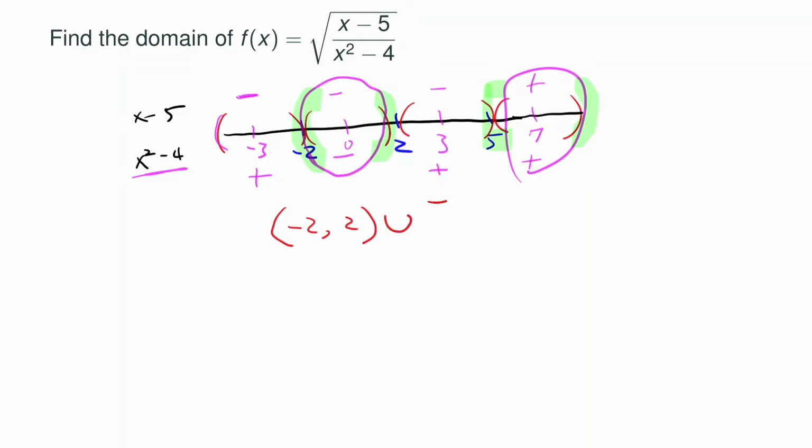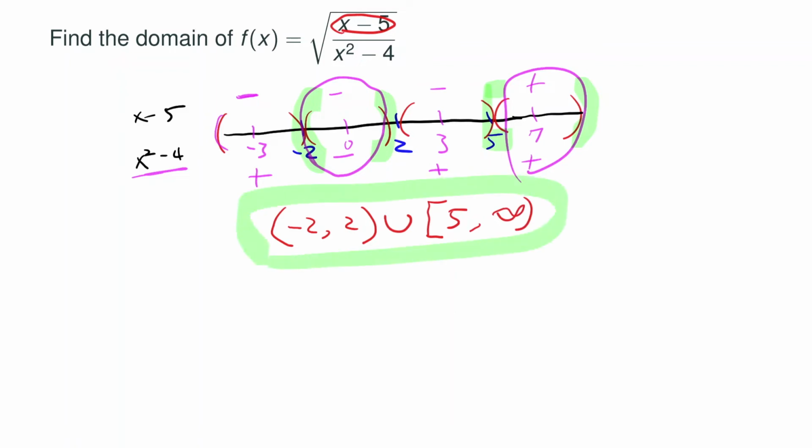Union, we do write close parenthesis at 5, because it is okay to have 0 on the numerator. 0 divided by a number is 0. So that's why we do close parenthesis all the way to infinity. So this is a way to write a final answer in interval notation.